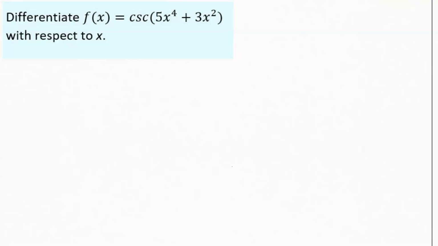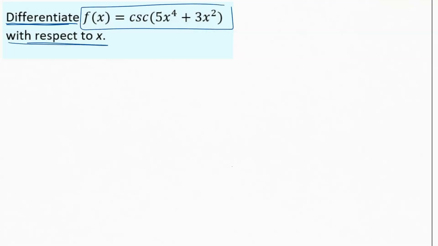This problem is asking us to differentiate, which just means find the derivative of. So differentiate this given equation, and then they always put this with respect to x. That's just kind of telling us the variable that we care about in our problem. So just directions there. So when we're looking at this, we're looking at f of x equals the cosecant of 5x to the fourth plus 3x squared.